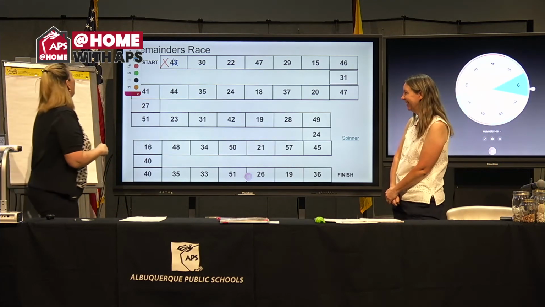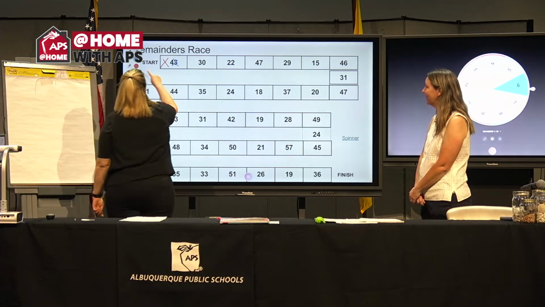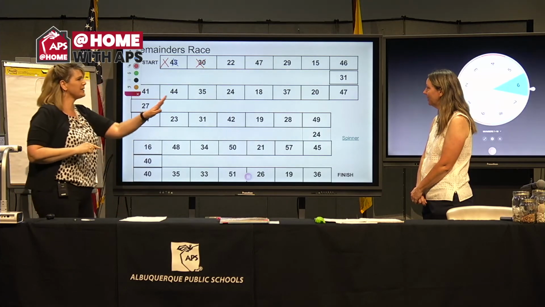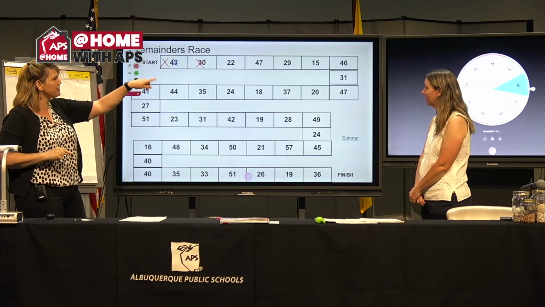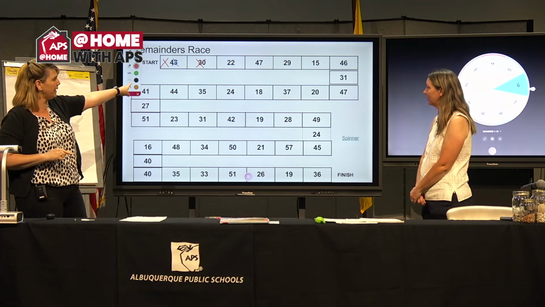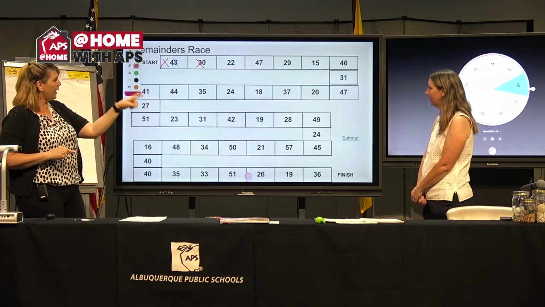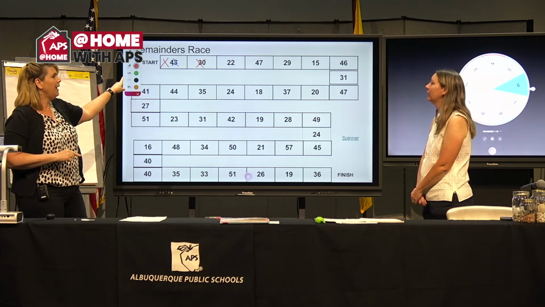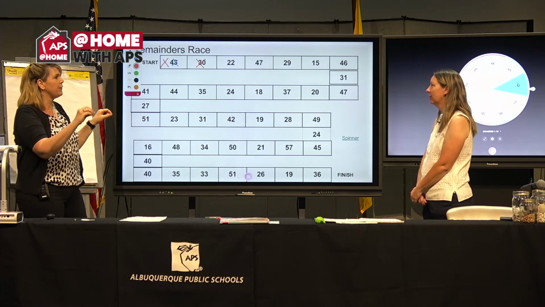So she started here, so she's actually here now. The next time when you spin, whatever number you spin, this is your dividend, and that number you spin, your divisor, is what you're dividing it by, and you move the amount of space of your remainder.